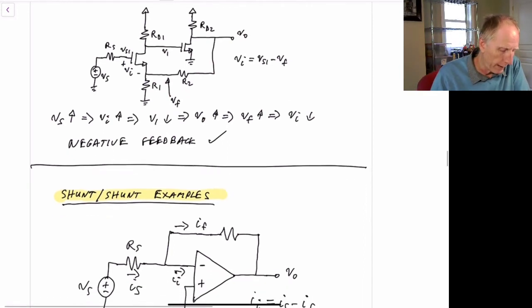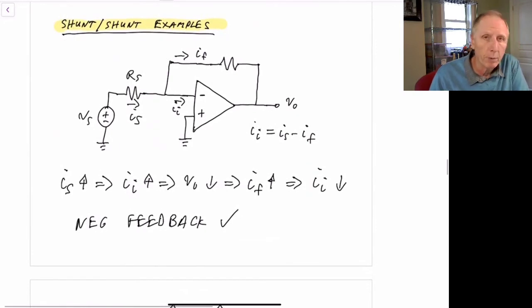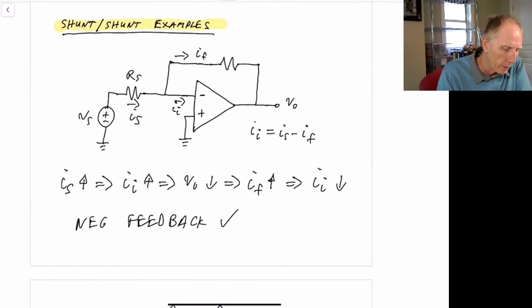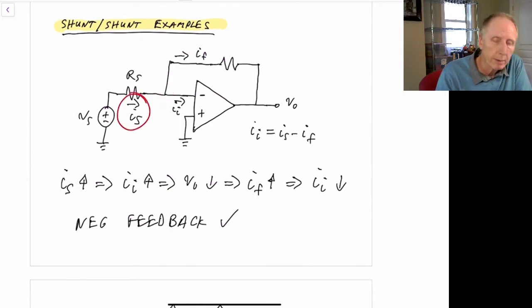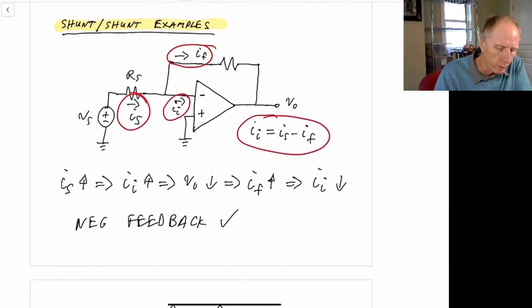So the next example we have is a shunt example from a circuit perspective. In this case, as usual, we have our input signal over here. But because this is a shunt connection that we have for our feedback, we actually will be more interested in the current I sub s coming in. The feedback signal is shown over here. The error current is shown here. So the error current is equal to this signal current minus the feedback current.